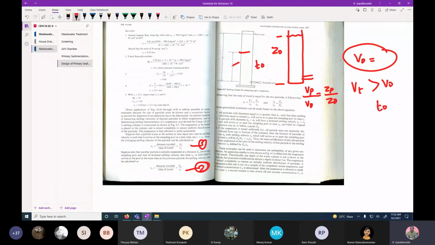Then the second observation: if Vt is less than V0, this particle also will reach the bottom if it enters at the height zp. If the particle enters at the height zp, this particle also will be removed at time t0. Is it clear?